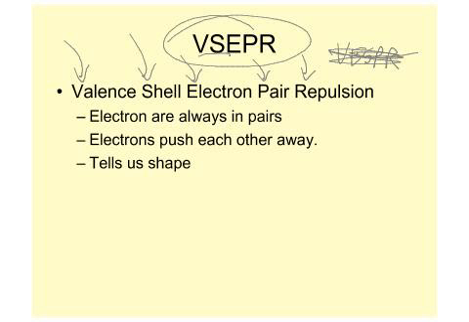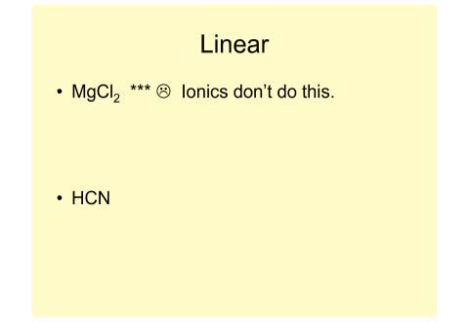Electrons are always in pairs, hence the pair. Electrons push each other away, hence the repulsion. And it tells us the shape. So valence means the outer electrons. So the outer shell electron pairs push each other away. And depending on how hard they push, that'll determine the shape.